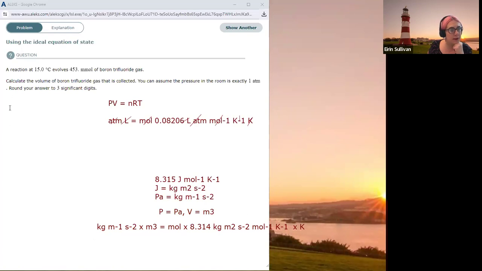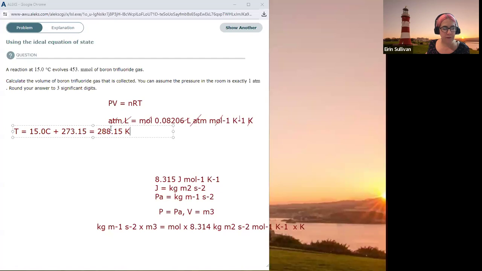So we've been given the temperature. Temperature has to be in Kelvin, okay? So 15 degrees Celsius plus 273.15 will give me my temperature in Kelvin, so that is 288.15 Kelvin for my temperature.